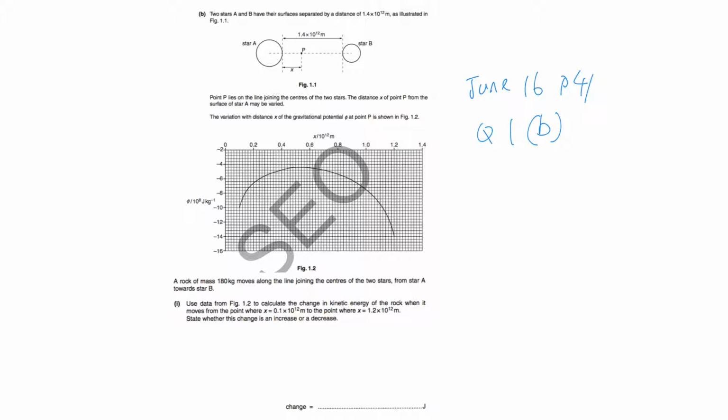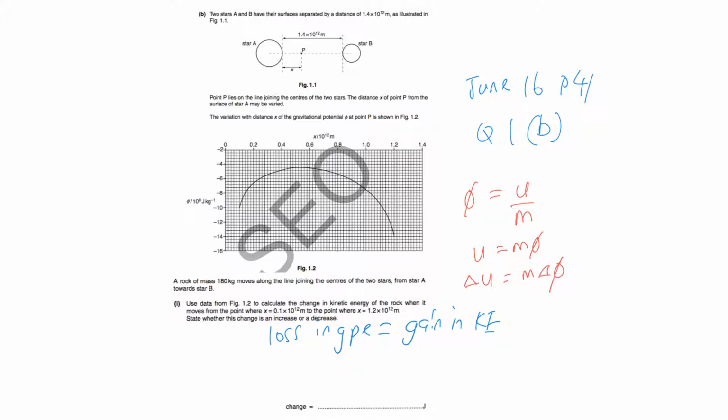But how do I find the KE? So again, there is a conservation of energy here. So the loss in GPE equals the gain in KE. Now, unfortunately, your graph is potential, not potential energy. So what do we do? Remember, potential can be found by potential energy divided by mass. So potential energy is mass times potential. Since I want the change in GPE, which is delta U, I'll get mass times change in potential. So I can use the graph here to find the potential, and then after that, I find the difference. Then I multiply by the mass.